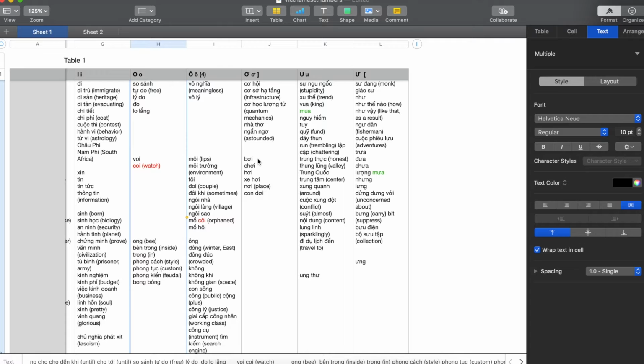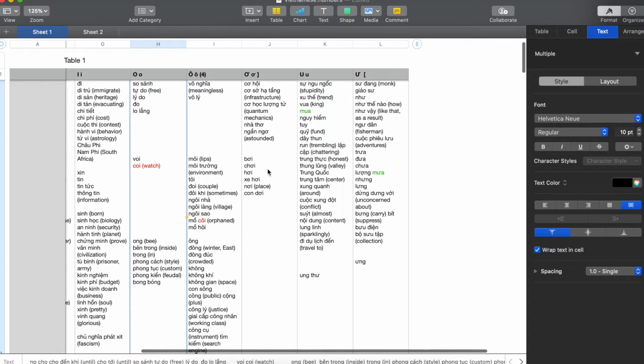So, bơi, that means swim. Bơi, chơi, hơi, nơi. So, that sound is still present, but now it's combined with the I to make a bơi sound. Bơi, chơi, hơi, nơi. The way I have to remind myself is that the meaning of the word helps me pronounce these words.